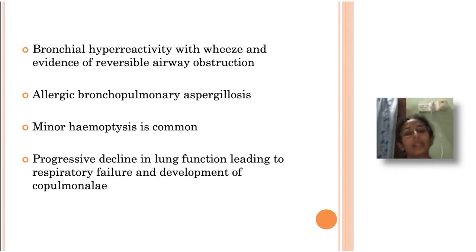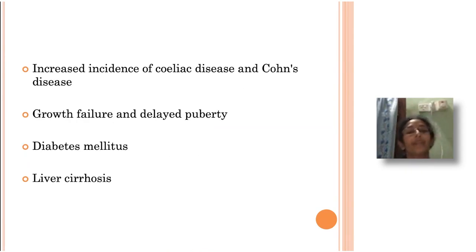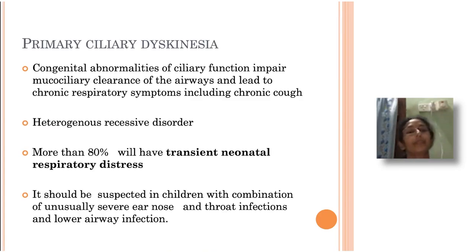They can get allergic bronchopulmonary aspergillosis. Minor hemoptysis is common. Progressive decline in lung function leading to respiratory failure and development of cor pulmonale is seen in children with cystic fibrosis. They have increased incidence of celiac disease and Crohn's disease. They can get growth failure and delayed puberty, diabetes mellitus and liver cirrhosis.